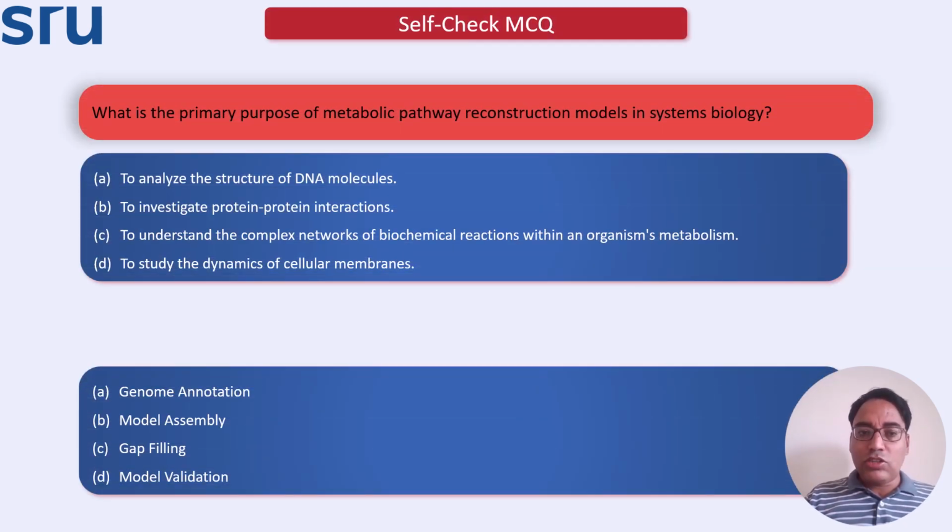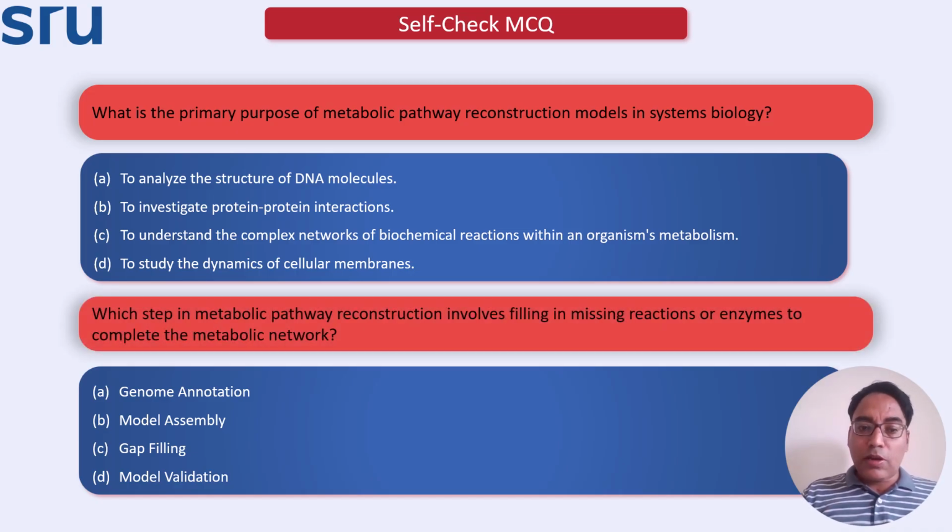All of you think about these questions. What is the main purpose of metabolic pathway reconstruction models in systems biology? To analyze the structure of DNA molecules? Of course not. To investigate protein interactions? It makes sense. To understand the cellular networks of biochemical reactions within an organism, like the organism's metabolism. That's the primary purpose. Option C becomes the right answer. To study the dynamics of cellular membranes? Of course not. So option C is the right answer.